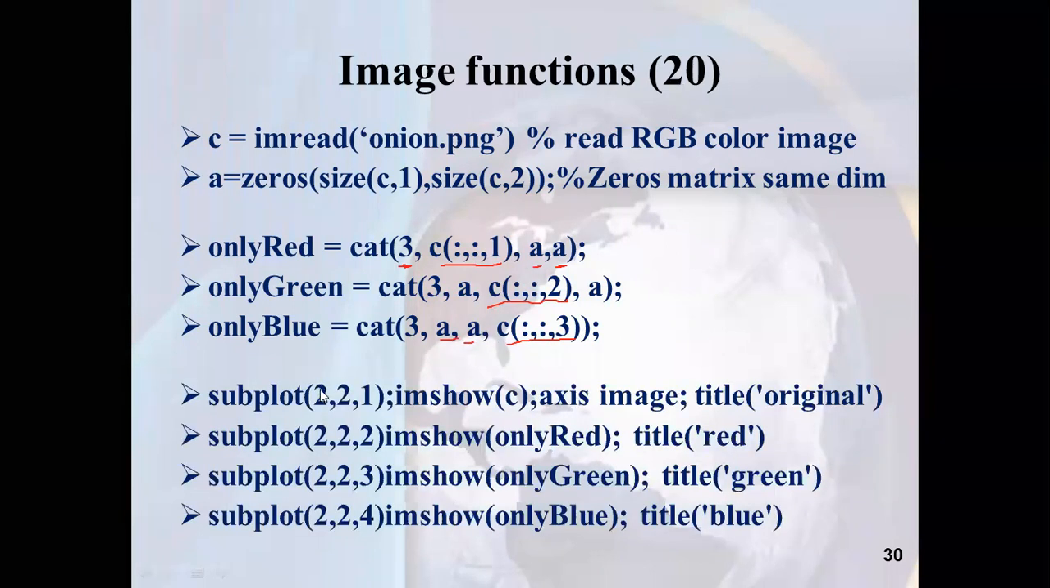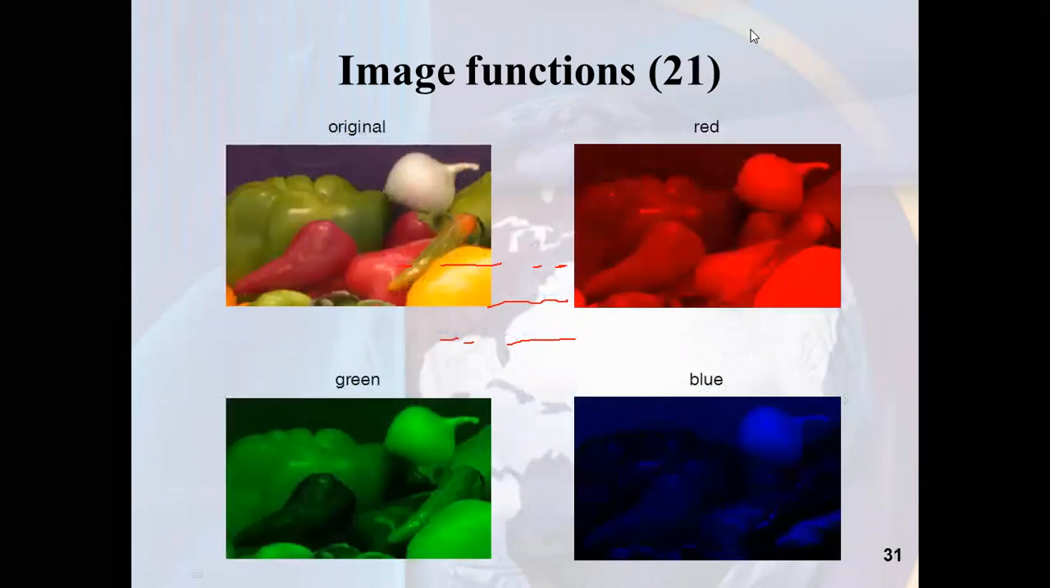Now we make a subplot 2, 2, as we said: 2, 2, 1, 2, 2, 2, 2, 2, 3, 2, 2, 4. So we obtain 4 images, titled original, red, green, and blue. So we obtain this, and this is what we call the filter.